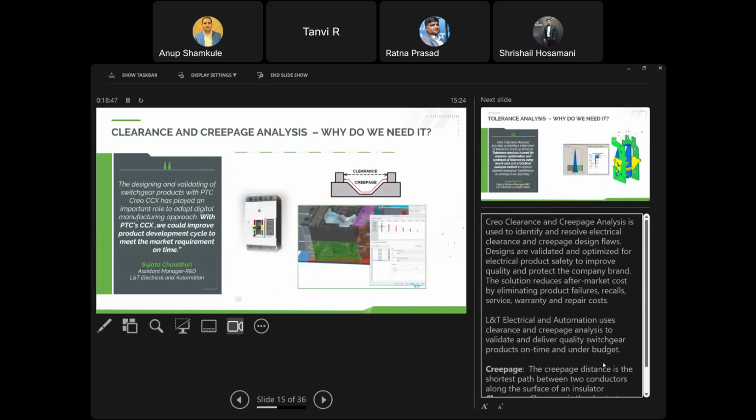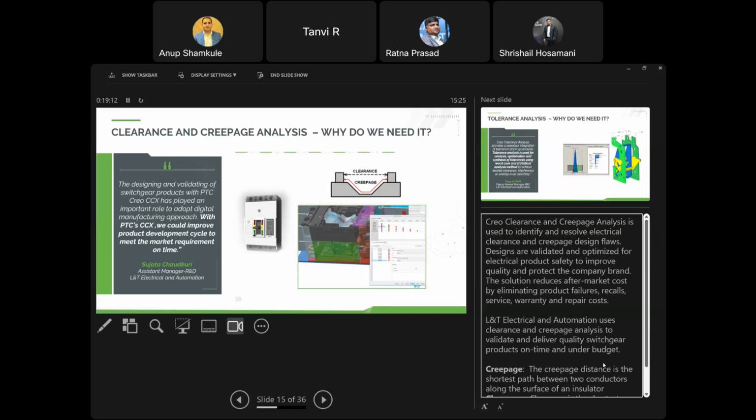Now there is another analysis tool, Creo clearance and creepage analysis, which is basically used to identify and resolve electrical clearance and creepage design flaws. Basically, electrical designs, when you are doing them, are validated and optimized for the safety of the products, electrical product safety, and at the same time improving quality.